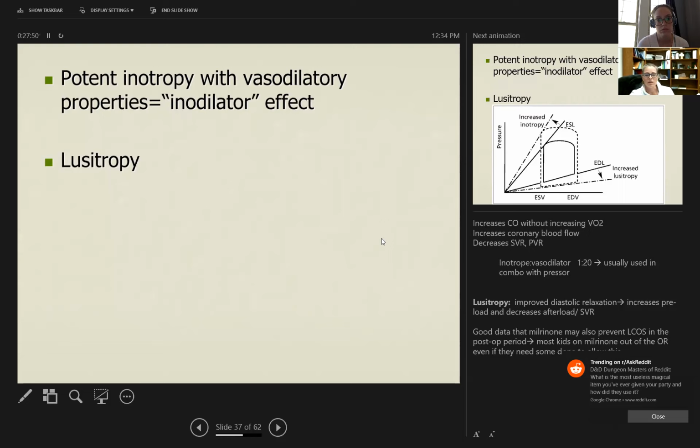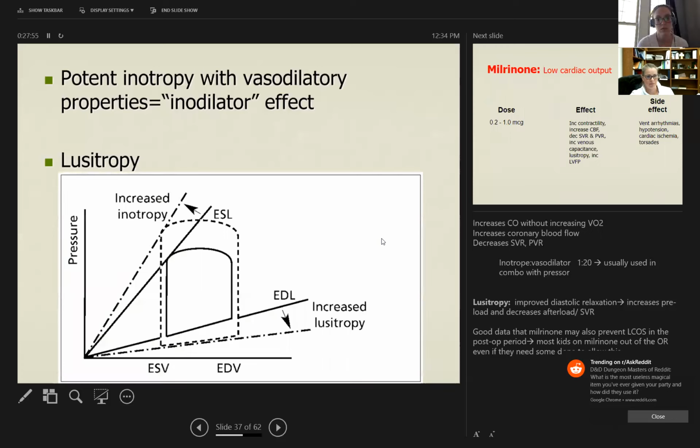The other bonus that milrinone has, and this is huge, is its effect on lusitropy. So again, we talked about this a little earlier. Lusitropy being the ability of the myocardium to relax. And if the myocardium can relax more effectively, you will have better ventricular filling, better ventricular preload, and so an increase in stroke volume, right? And if you think about cardiac output being stroke volume times heart rate, milrinone can be very, very helpful in that setting.